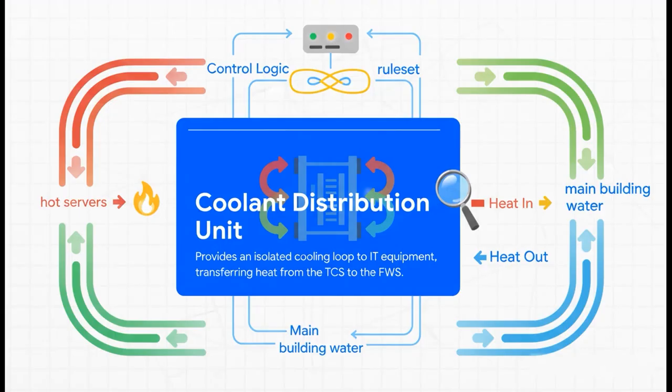As you can see right here, the CDU is basically a sophisticated thermal middleman. It sits right between those scorching hot servers and the main building's water supply. The whole job of the control logic is to manage this heat exchange with absolute precision. And, this is critical, it makes sure the specialized coolant for the servers and the building's water never actually mix. That's a huge deal for protecting all that sensitive IT gear.